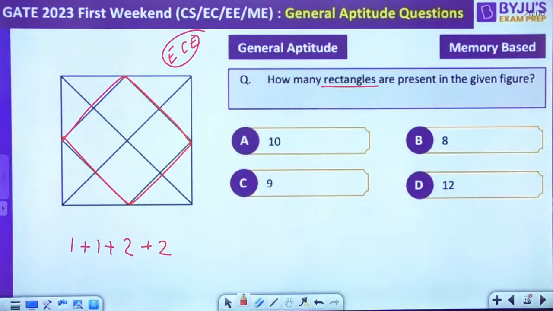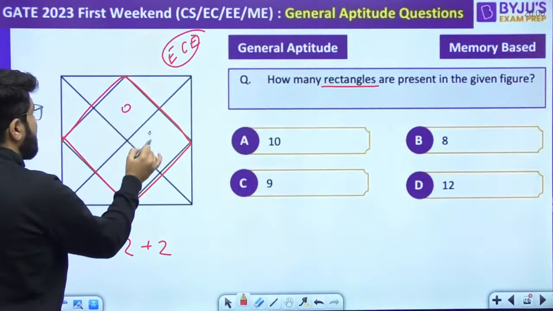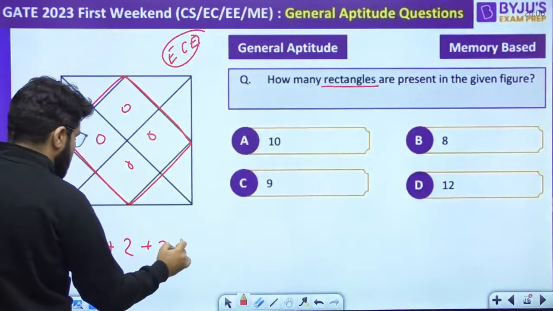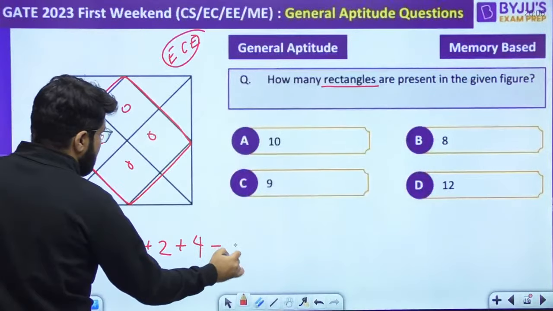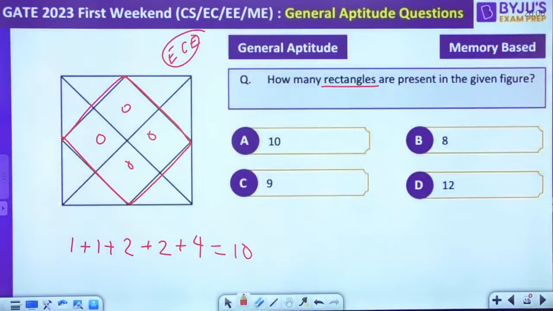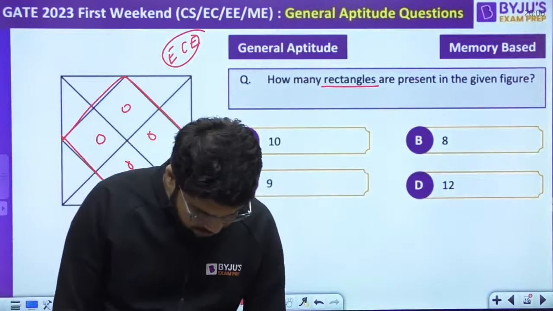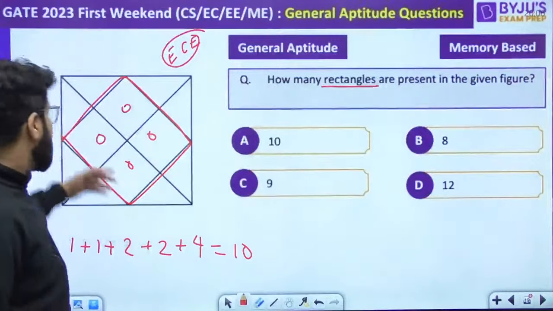Acha. Then what else? 1, 2, 3, 4. These are also 4. These are also 4. Rest. Next will be 10. Okay. Right. This is going to be 10. Okay. Acha, one more way.